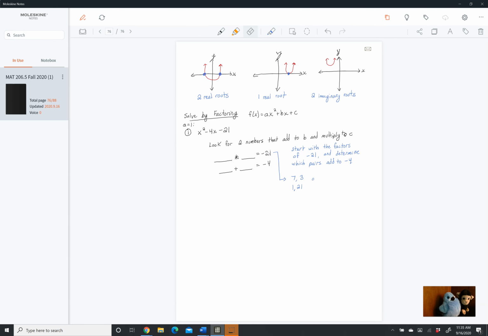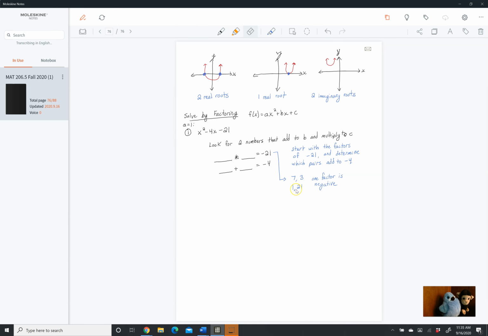And one factor is negative. We know that one factor is negative because they have to multiply to a negative 21. If they were both positive, it would be a positive 21. If they were both negative, it would also be a positive 21. So these are the only possibilities. So what we're doing is we're saying, can we get negative 4 from any of these possibilities? And the answer is yes, right? From the 7 and 3.